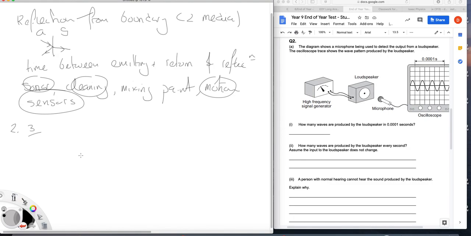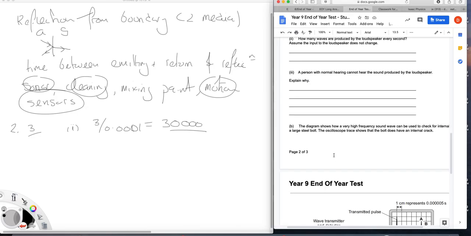How many waves are produced by the loudspeaker every second? Well, you've got 3 waves in 0.001 seconds. So you're going to have 30,000 waves produced. There should be another 0 on there, sorry. In 1 second.